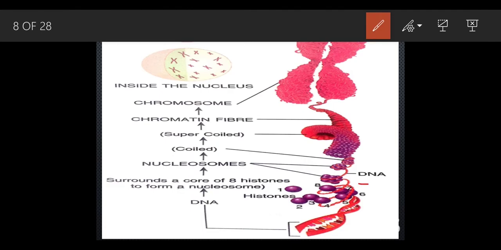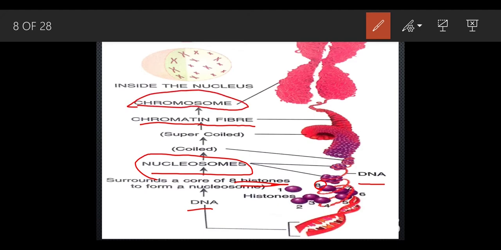First, what is a DNA? We have studied that it's a macromolecule substance which consists of nucleotides, and we have studied the structure of the nucleotide. This DNA coils with histones, and how many histones are there? Specifically 8. Due to this DNA bonding with the 8 histones, there is a formation of a single nucleosome. When these nucleosomes get coiled and supercoiled, they convert into fibers, and there are many chromatin fibers. These chromatin fibers will help form the chromosomes.